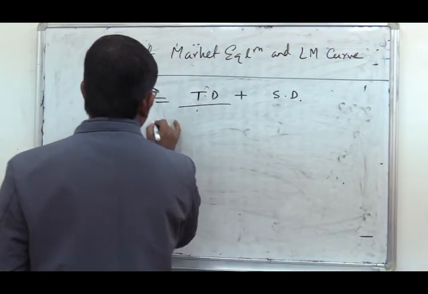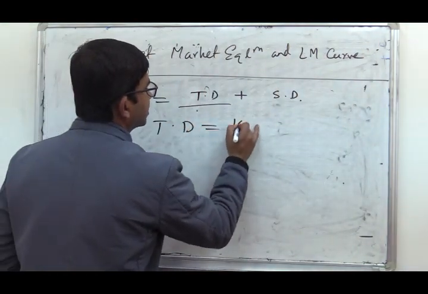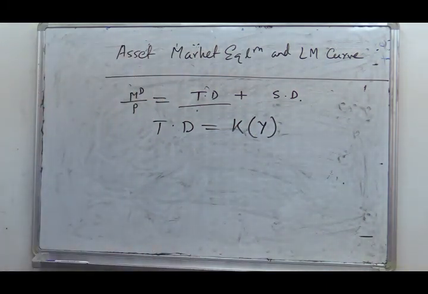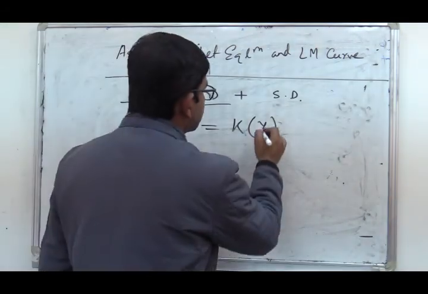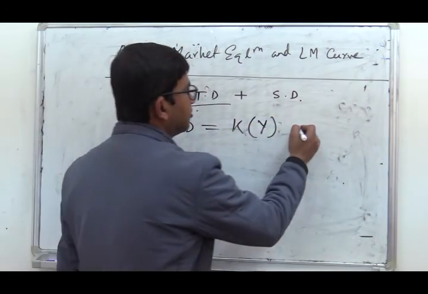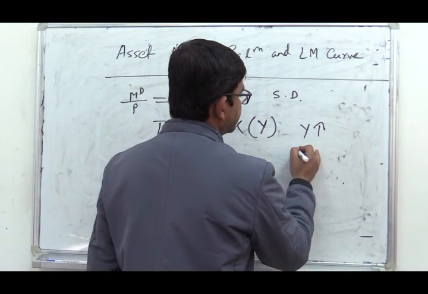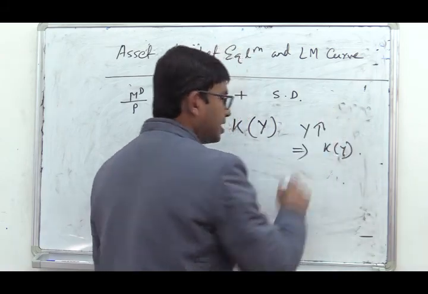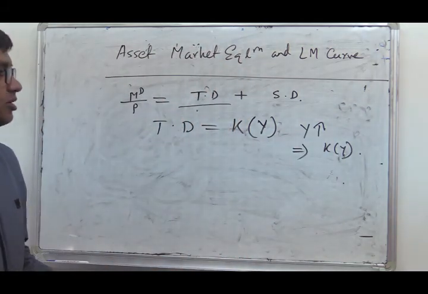So, transaction demand for money is a function of aggregate demand or the level of output. So what we see is that if aggregate demand rises, the demand for money to make the transactions will also increase.